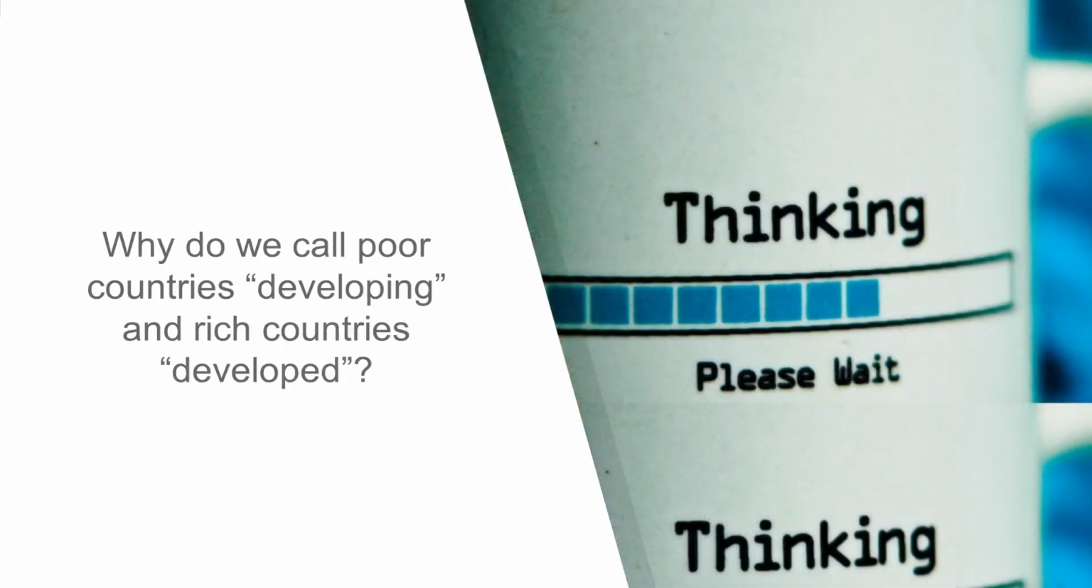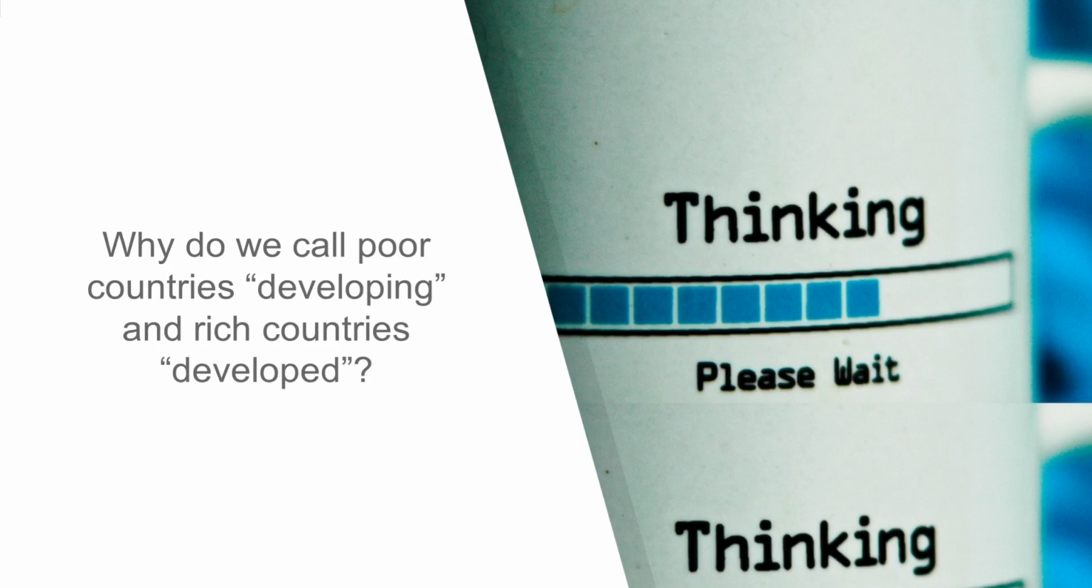So what we want to understand in particular when going through this is the central question of why we call poor countries developing and rich countries developed. This is very common when trying to distinguish between poor and rich countries. The terms developing countries, developing nations, as well as the developed world are extremely common. They're used by NGOs, by governments, by supranational organizations like the UN and others.